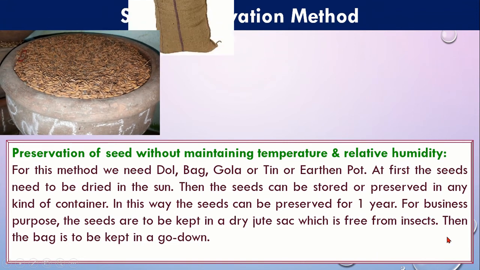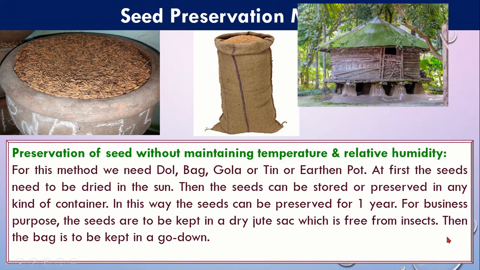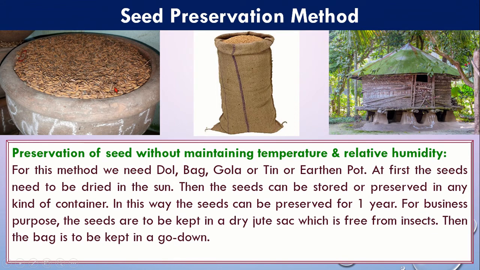If you have a look, there are some pictures over here, which show the local methods of seed preservation. This is the earthen pot. This is the gunny bag, a local method as well, and this is the shade which is made in front of the house. These are all our local methods of seed preservation, preserving seed without maintaining temperature and relative humidity. And here you see this is all our local temperature, that means normal temperature. We do not maintain any type of temperature here in the earthen pot or in the gunny bag or in the shade.